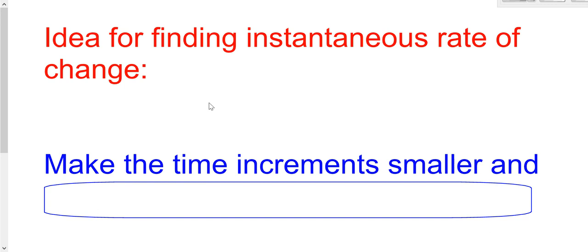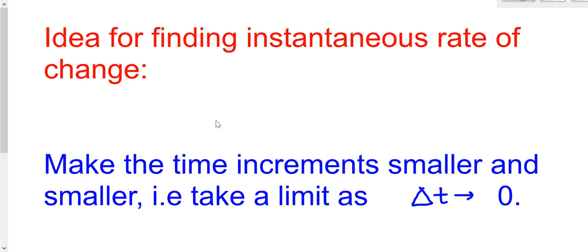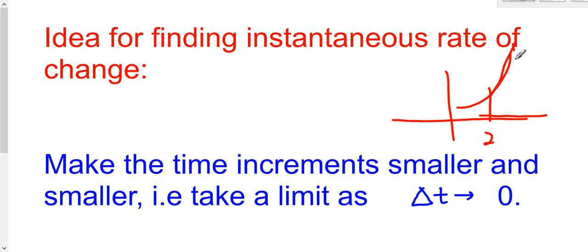So basically, we could make the time increments smaller and smaller. For example, if you want to know exactly what happens at t equal to 3, we could take a limit as time increments go to 0. So what we mean by that is, you could find the rate of change between time equal to 2 and 4, let's say, and then between 2 and 3.5, and between 2 and 3.2. And in each case, we know how to do it, right?